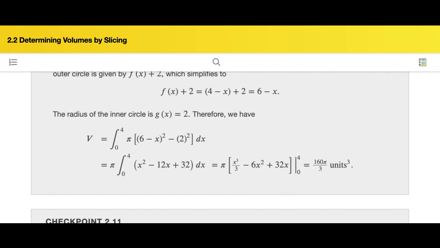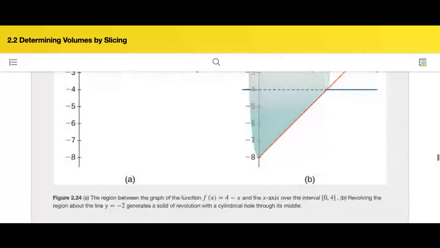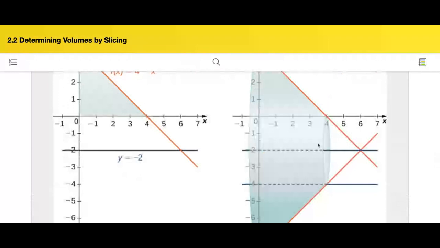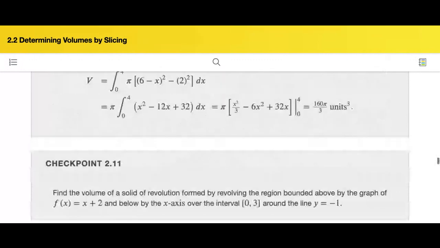When we rotate over the x-axis, over the y-axis, or over any other line, the answer will always have pi in it. Does anyone have any questions? So it's this picture basically. Because from 0 to -2, that's not part of the region, so we need to subtract. No questions, we'll keep going.